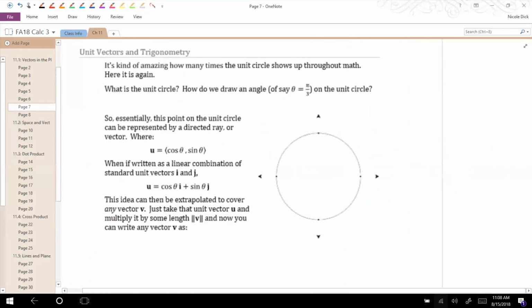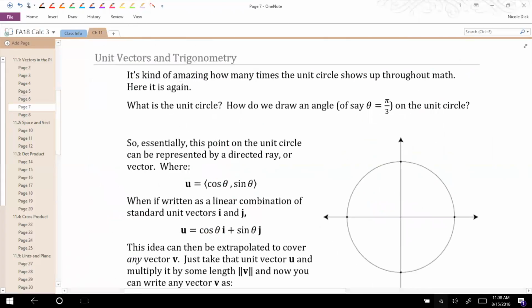All right, so back to the unit circle. More trig stuff here. Like I said, it shows up a lot, so we'll see it a whole bunch of times. Think way back to when you first learned about your unit circle and radians and trig. If you wanted to draw an angle, and just for the sake of everybody being on the same page, say theta equals pi/3, what does that look like? How do we draw a unit circle?